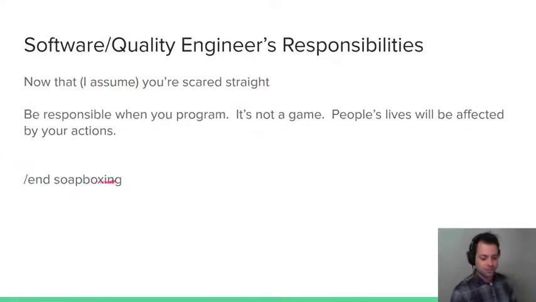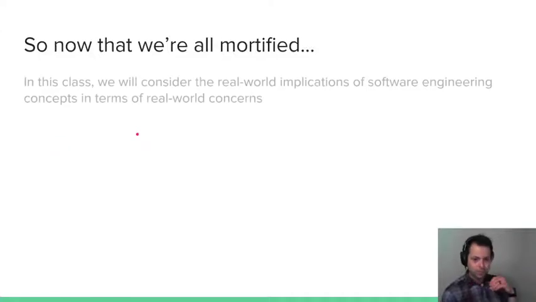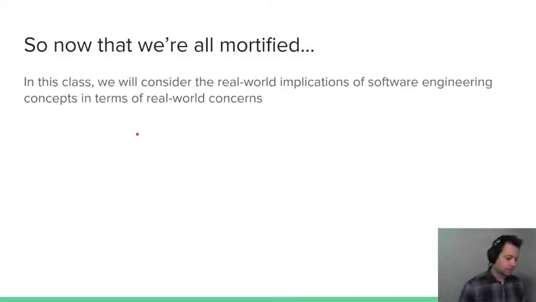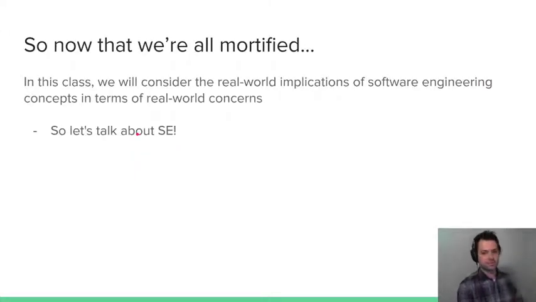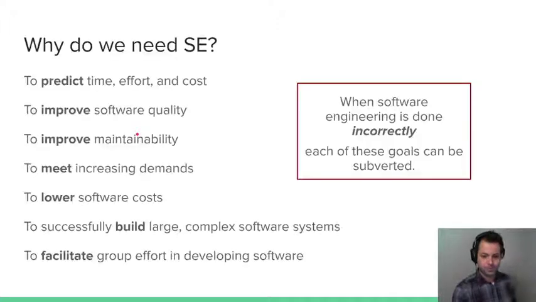So that's the end of my soapbox here. Now, let's talk about actual software engineering. Real world concerns for real world systems is how I'm going to try to contextualize this for you all. So, why do we need software engineering? Obviously, the points that I've just made make a case for it. Real things will happen to people.